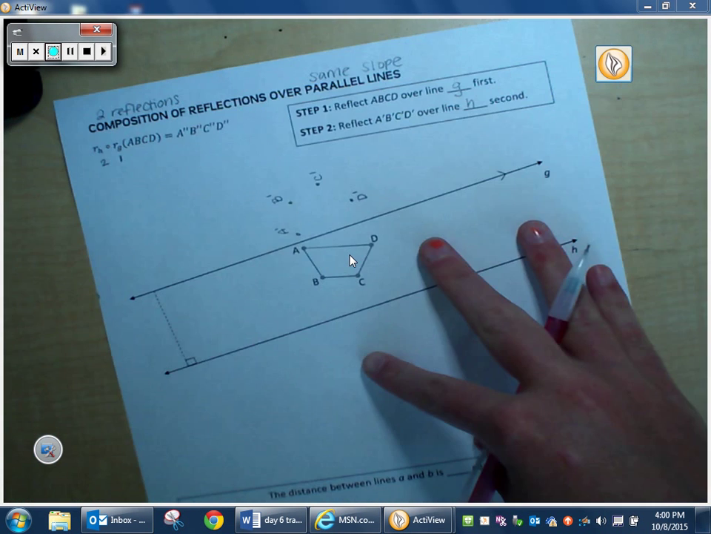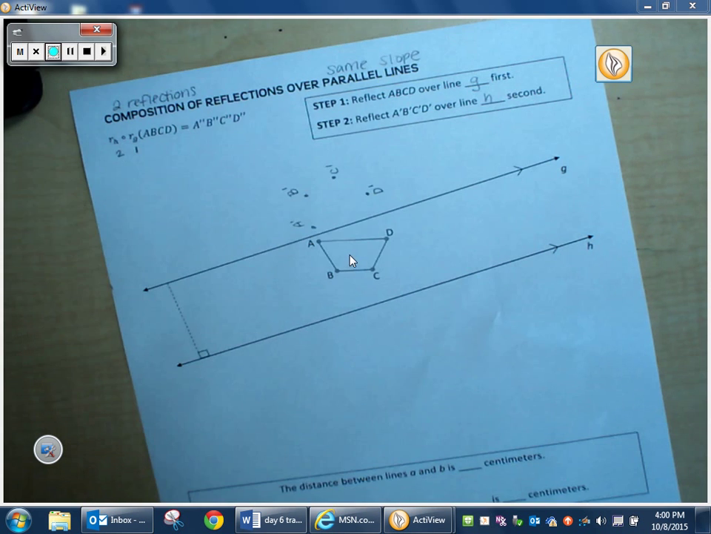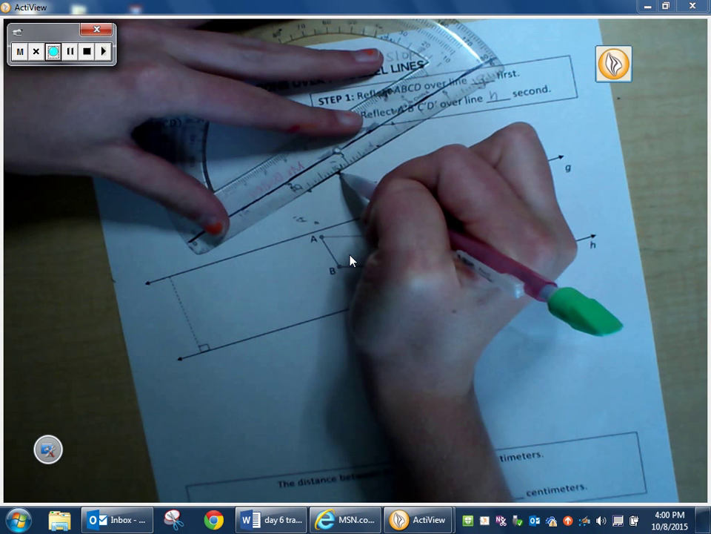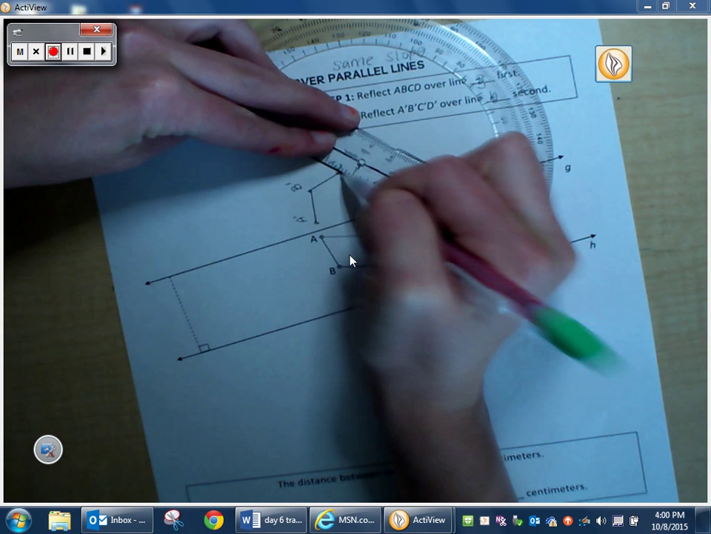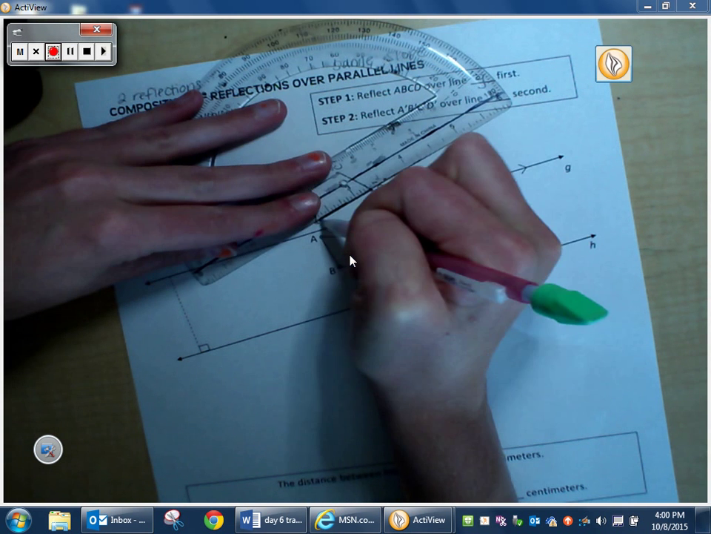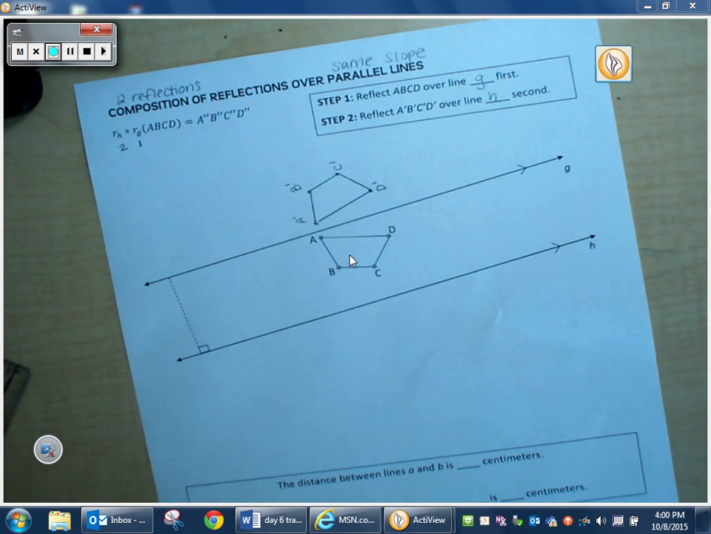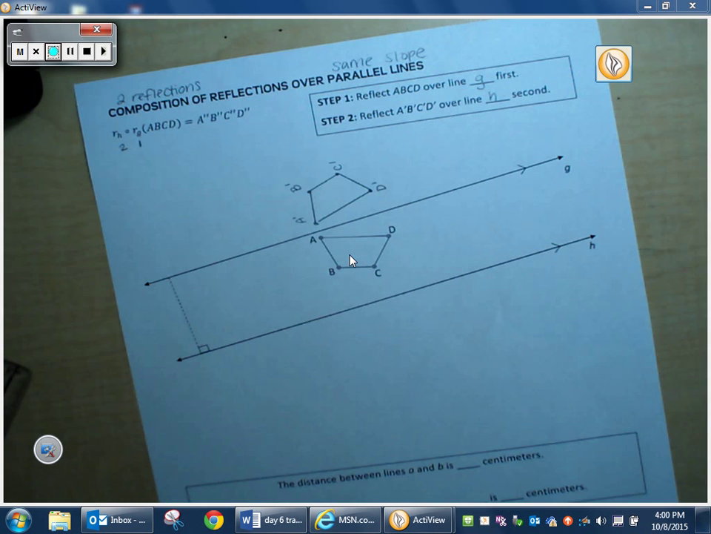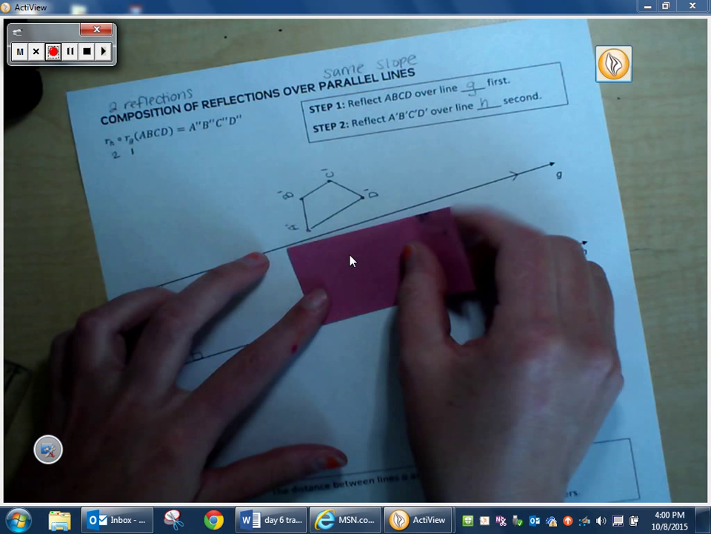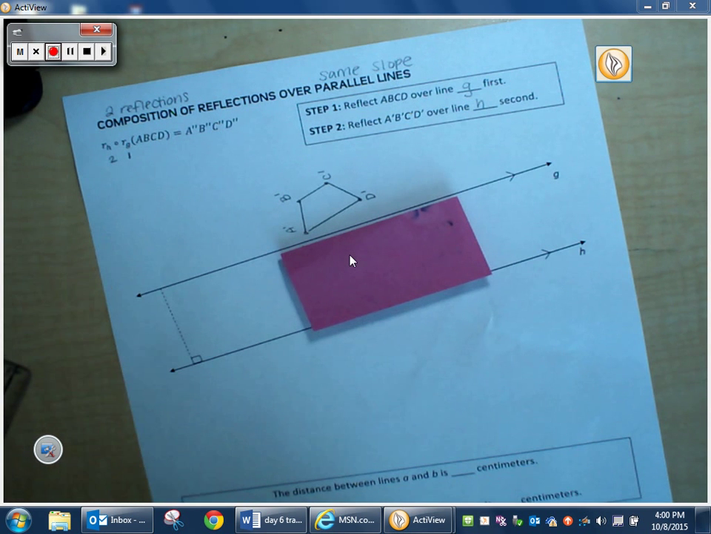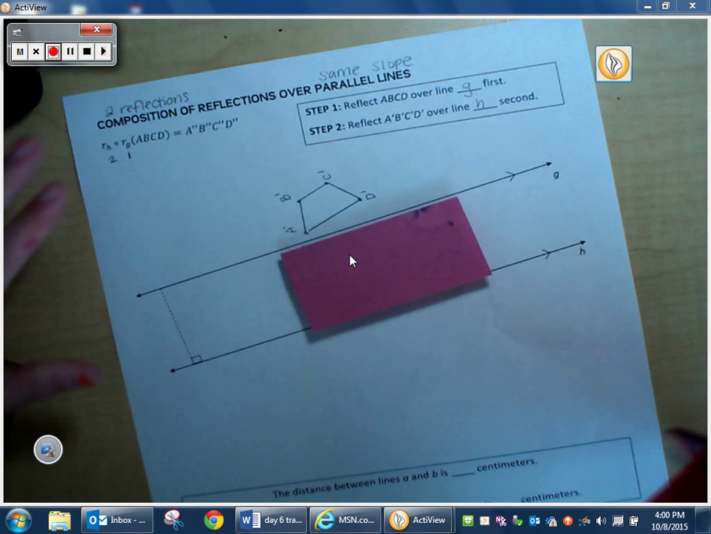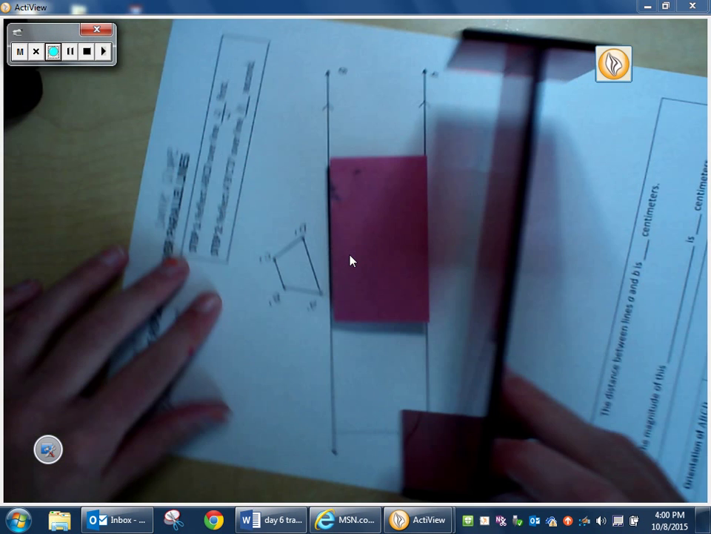From there, I'm going to connect my points using a straight edge. Okay, and there is my primed image. Now I'm going to follow my steps. My steps say to reflect my prime image. So I'm going to cover up my pre-image, which was the one without the prime, so I don't get confused. And now I'm going to reflect my prime one over line H.